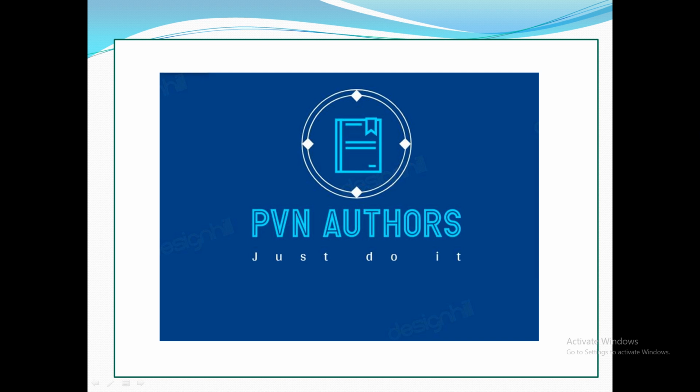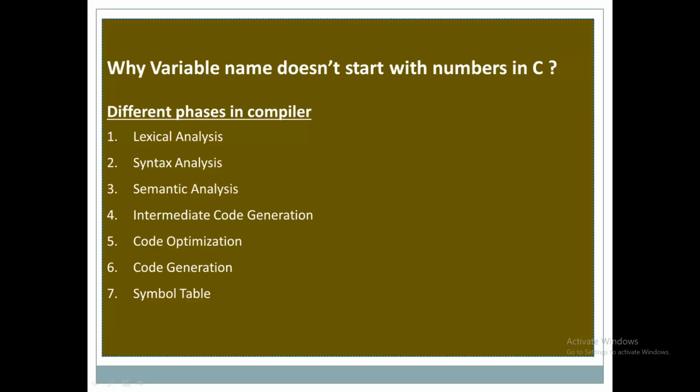So now let's discuss why a variable name doesn't start with digits or numbers. Normally in C language, apart from all keywords, everything in the C program is treated as an identifier. So what is an identifier? An identifier can be the name of a variable, or the name of a constant, or the name of a function, or the name of a user defined data type.